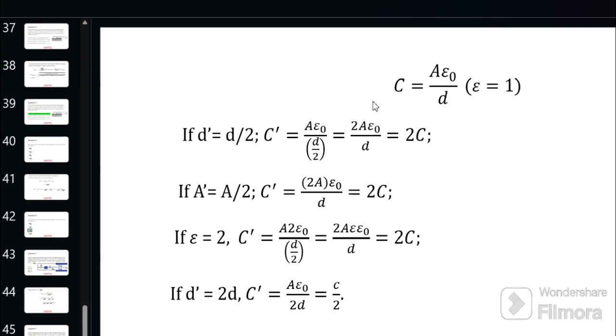Then in the third equation we change the dielectric constant to 2. Again we see that the capacitance is doubled. But in the last case the distance is doubled, and the capacitance is halved, because of the inverse relation. This is a very simple question.